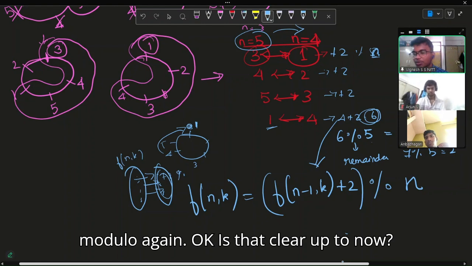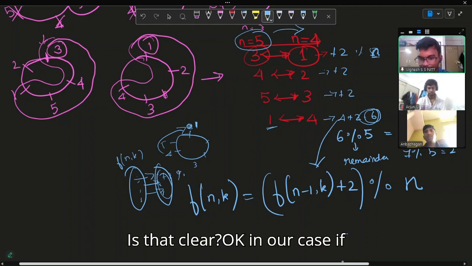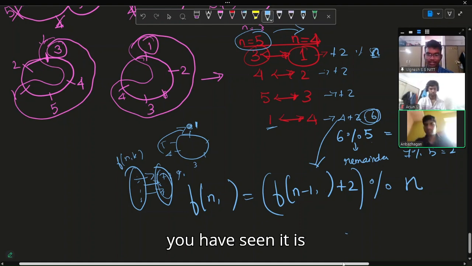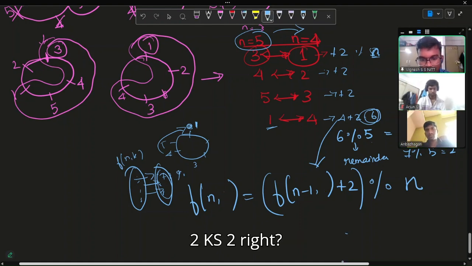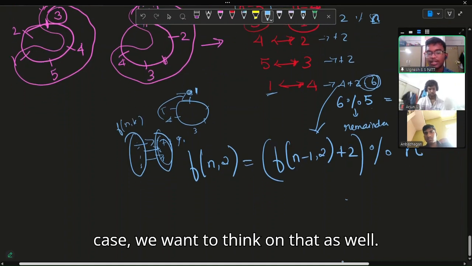Okay, is that clear up to now? Is that clear? Clear, Anna. Okay. In our case, if you have seen, k is 2, right? So that it works. But for a generalized case, we want to think on that as well.